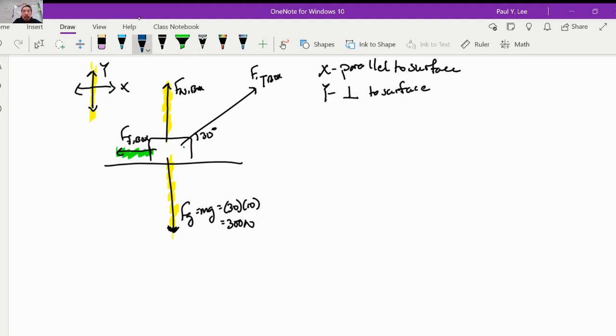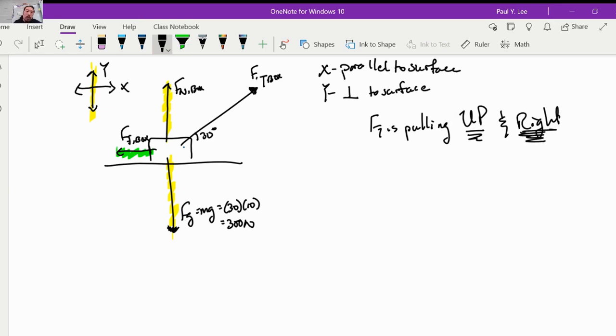If I were to ask you, this force of tension, this arrow, what direction is it pointing? We would write F of T is pulling. Remember, ropes can only pull: up, very important, and right. The reason it's important to notice this is that when you draw your components, and this is a part where a lot of students mess up, they don't draw in the arrowheads correctly. You need one arrowhead pointing upwards, and you need one arrowhead pointing to the right.